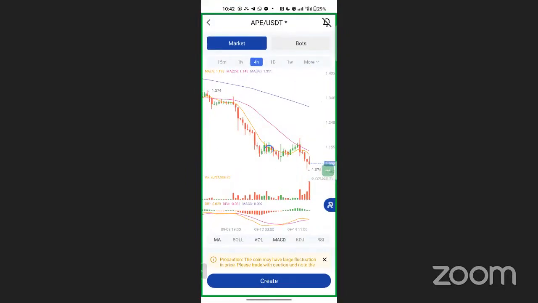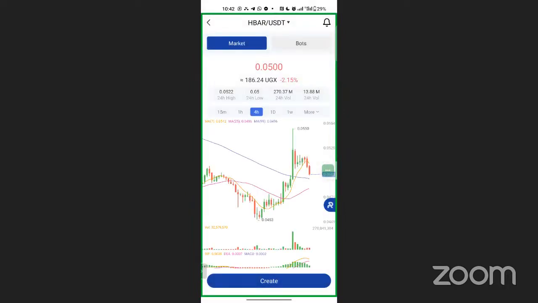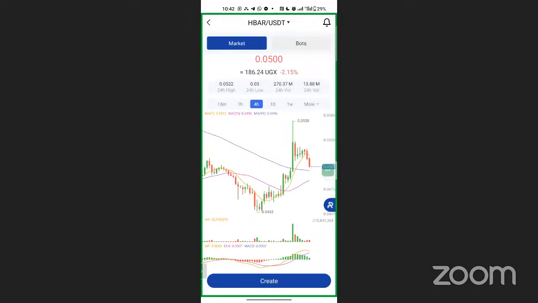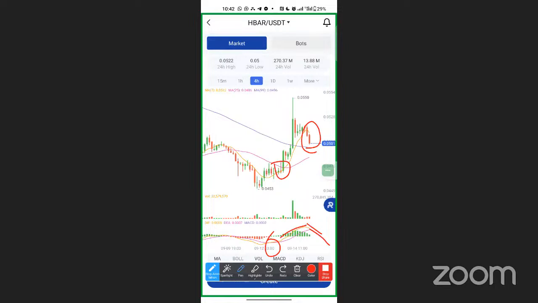We are using 4 hours because we don't want to throw our money in the market. Ladies and gentlemen, does Haba qualify to be traded now? When I talk about now, I'm talking about this. I'm not talking about this. This here, it was qualifying, but I mean now. Because you see, the MACD is over and it is going to cross over and the thing continues going down.